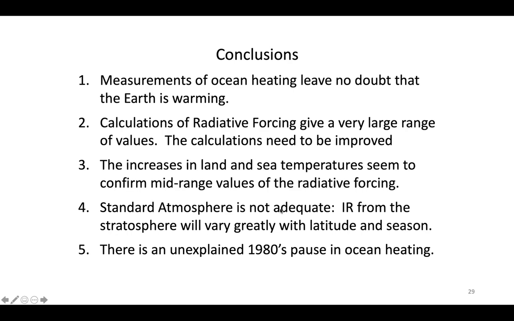But the standard atmosphere is not adequate, and infrared from the stratosphere will vary greatly with latitude and season, and that's a cooling effect that could be larger or smaller depending on the variations in the stratosphere and troposphere that latitude and season produce. And finally, there's this nice, interesting, unexplained 1980s pause in ocean heating that I'd love to see a scientific explanation for. That's the end of my presentation.